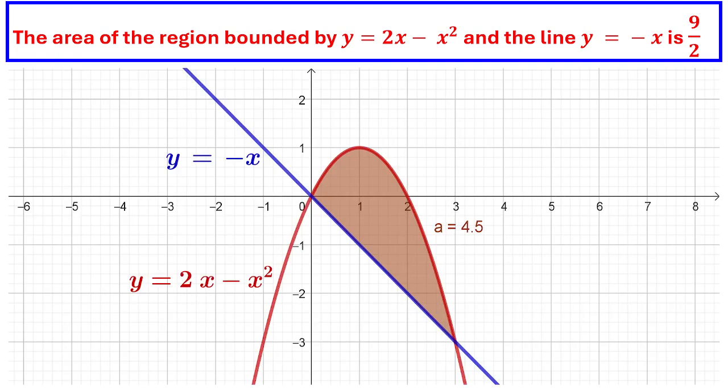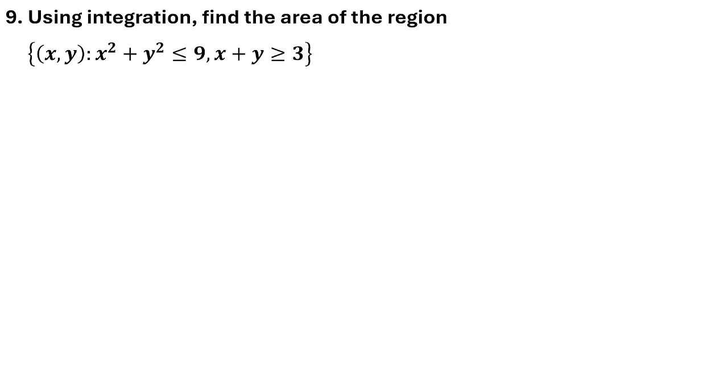It's the area enclosed by the downward parabola and the line passing through the origin. Let us go to the next question. Highly interesting. Here you have been given inequalities for the regions, inequalities for the equations. However, it is the area enclosed between a circle and the line, but a little bit different.